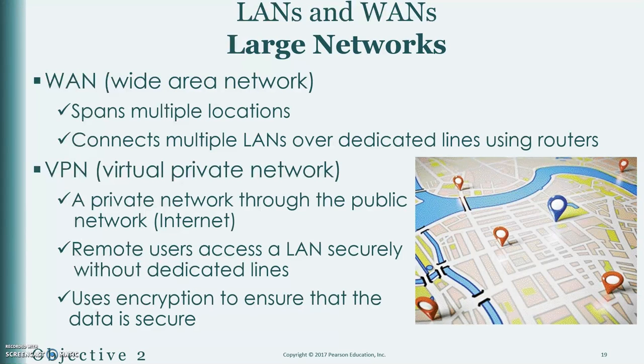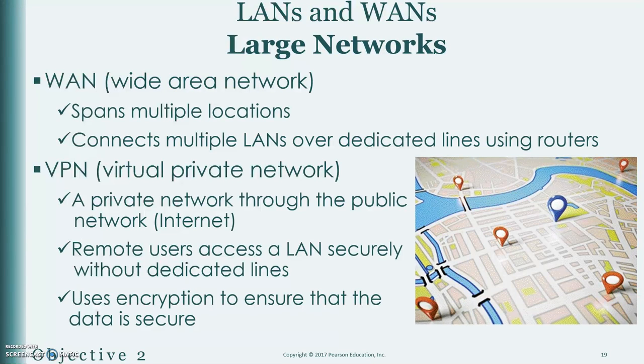A WAN, or a wide area network, is a network that spans multiple locations and connects multiple local area networks over dedicated lines using routers. All that means is that these lines are only used to connect the networks, okay? The internet is the largest wide area network. The internet spans the entire globe. So for us, it doesn't get any bigger, okay?